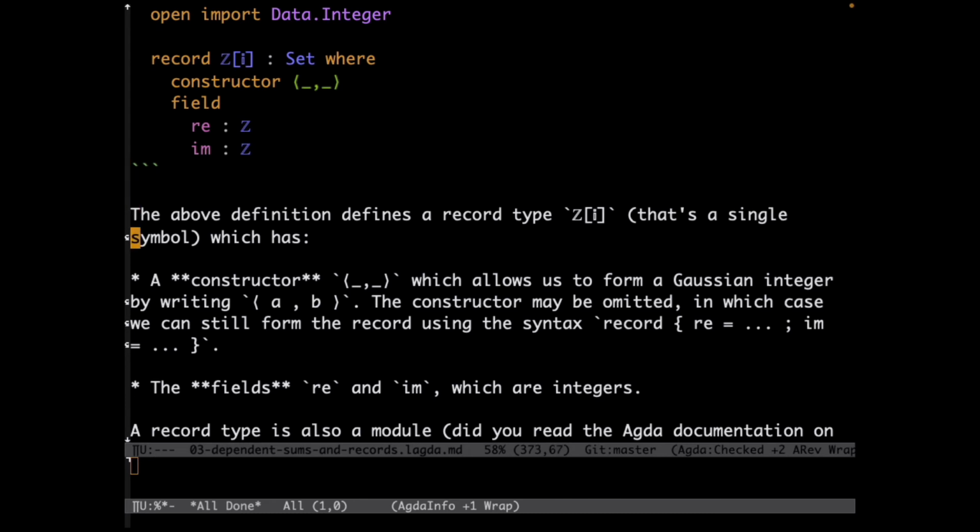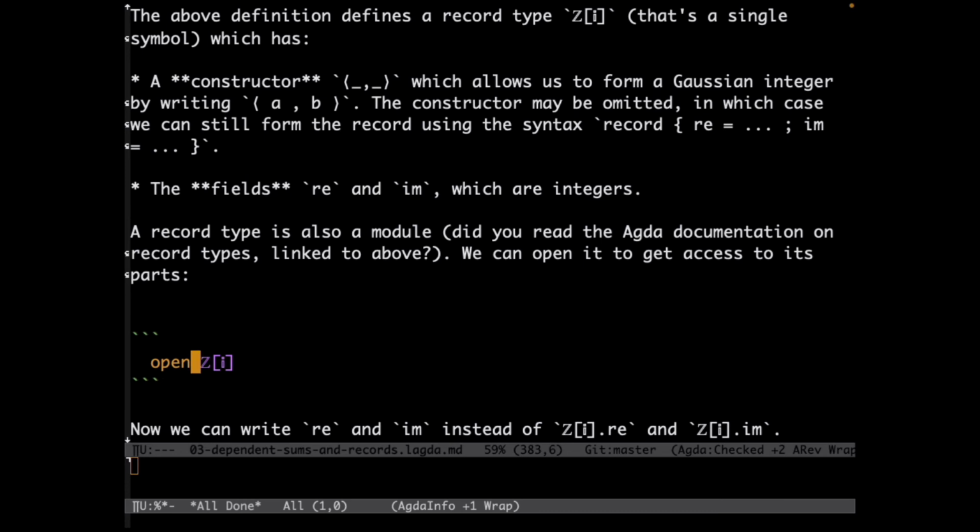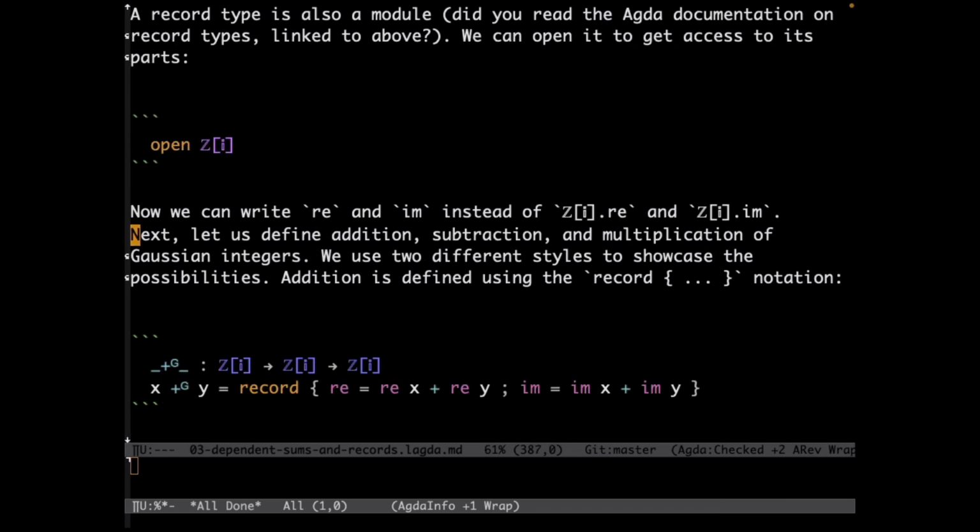Nevertheless, you have to open the module if you want to be able to write RE and IM. Otherwise, you have to give the name of the record type .RE. You have to fully qualify the name if you don't open. So this open here is just so that I get access to everything that is in the record type. See? So now I'll be able to write RE instead of this horrible thing which I don't want to write.